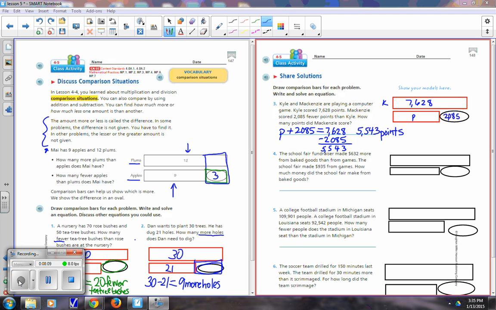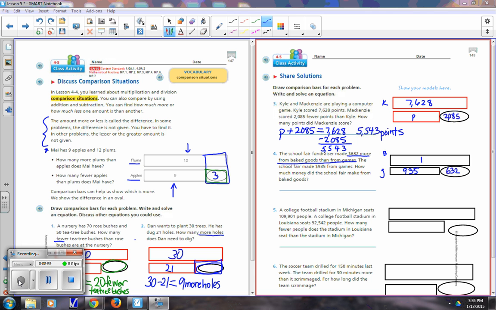So it made $632 more from baked goods than from games. So I'm thinking 632 is going to go here because that's that one more or fewer piece. The school fair made $935 from games. So $935 from games goes here, because when I look back at my first sentence, it says made $632 more from baked goods than from games. So this top one has to be baked goods, and this bottom one has to be games.